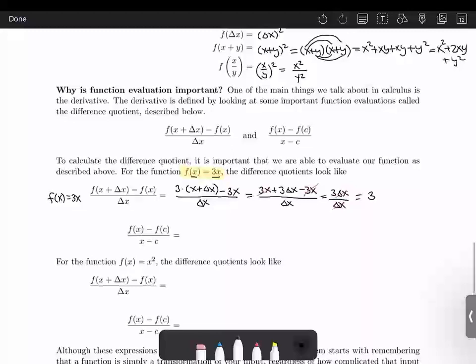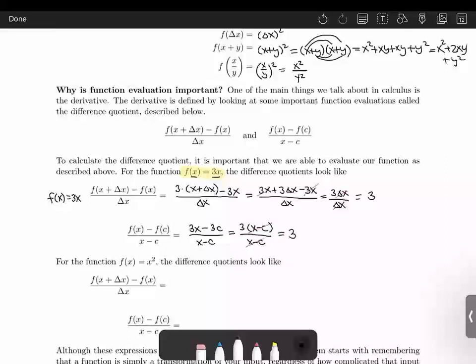So again, my f of x is going to be 3x. My f of c is going to be 3c. And I divide that by x minus c. And again, we're going to want to simplify this. So I notice that on top, I have a common factor of 3. And then I'm left with an x minus c on top and bottom, which are going to cancel out to just leave me with a 3.